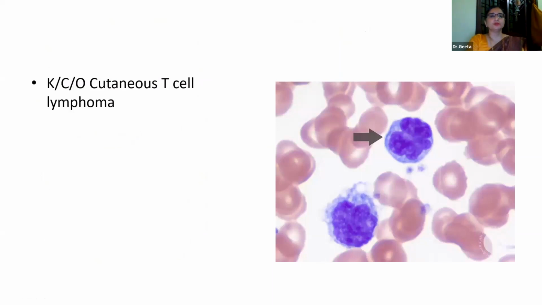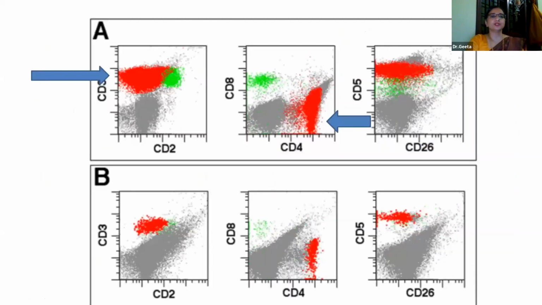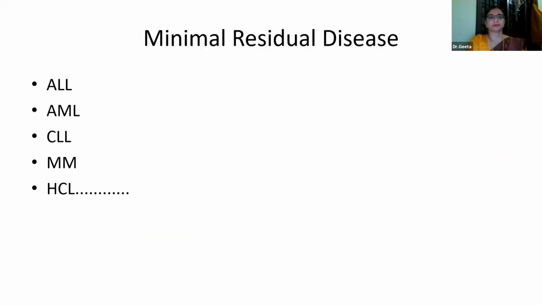So coming to the final case, this is a cutaneous T-cell lymphoma, known case of Sézary syndrome. So this shows clearly that these cells are CD3 positive and CD4 positive and negative for CD8. So this could be also used for minimal residual disease of all nature.